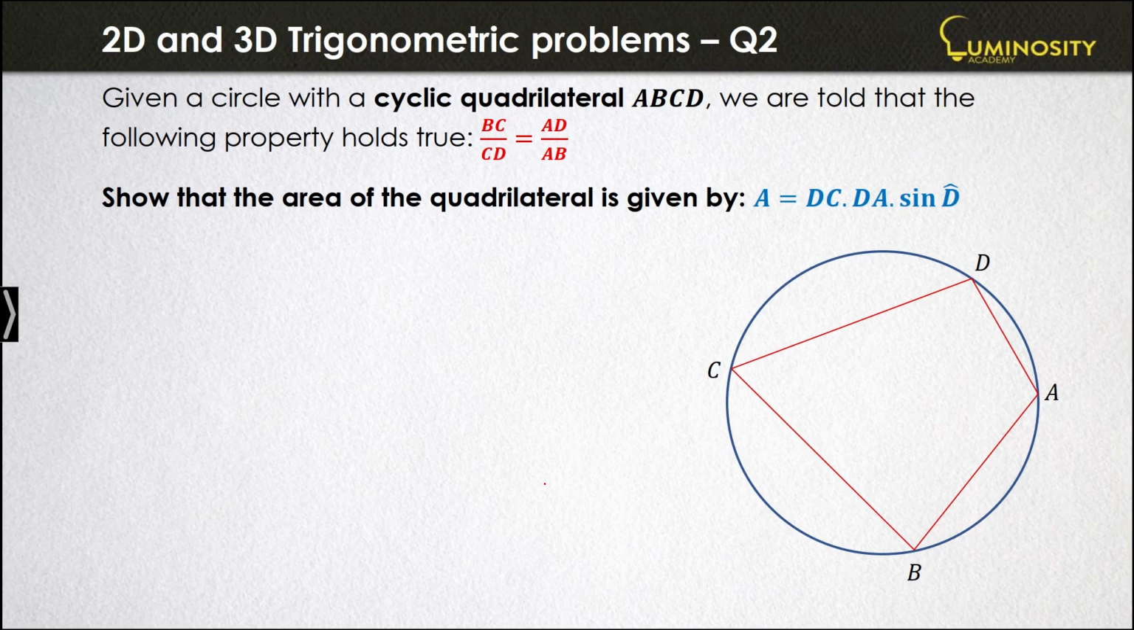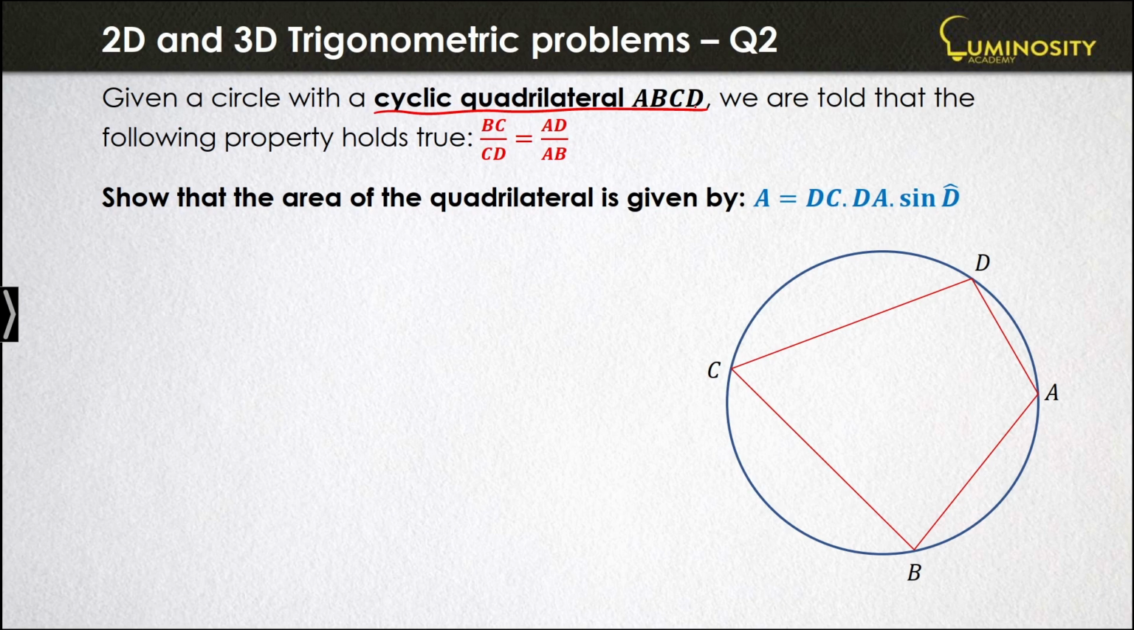We're given a circle with a cyclic quadrilateral ABCD. The moment I see a cyclic quadrilateral, in terms of my circle geometry results, I know a few of them. The most important one being that opposite angles in a cyclic quad are supplementary. They sum to 180 degrees.